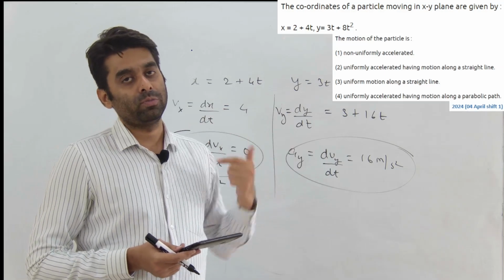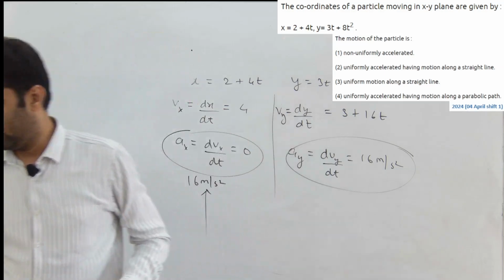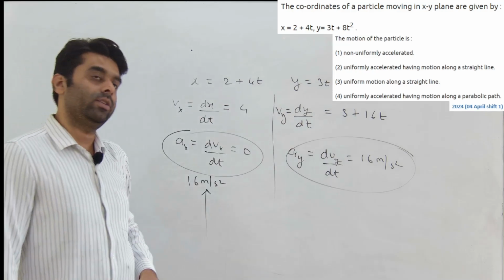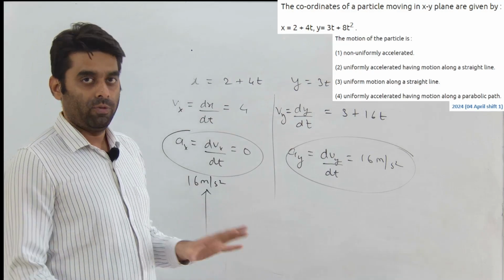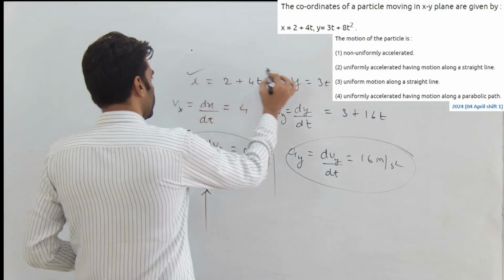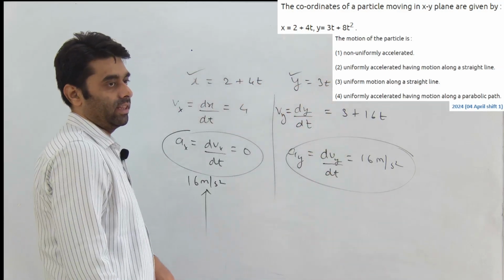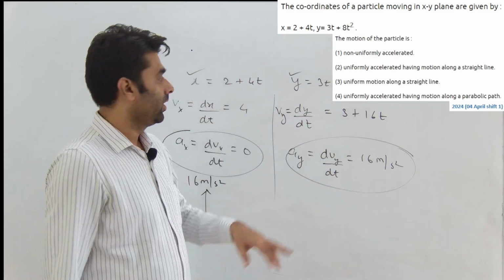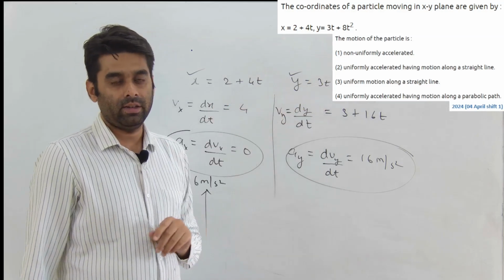We have to choose between the second and fourth options, whether it is a straight line motion or a parabolic one. How to decide? One method is to find a relation between x and y. That means you find the trajectory equation, eliminate t, and get a relation between x and y.